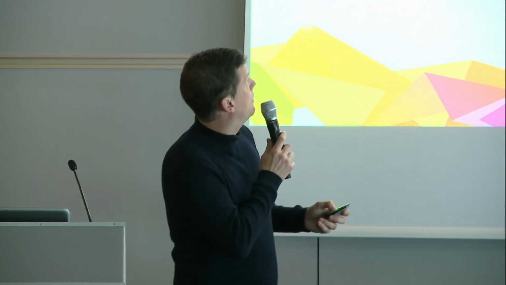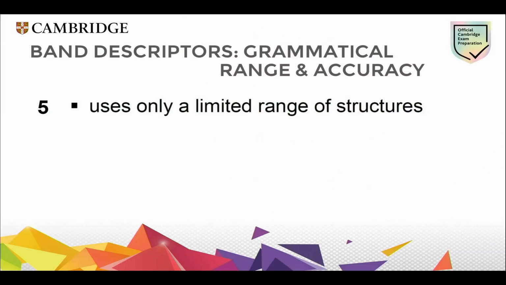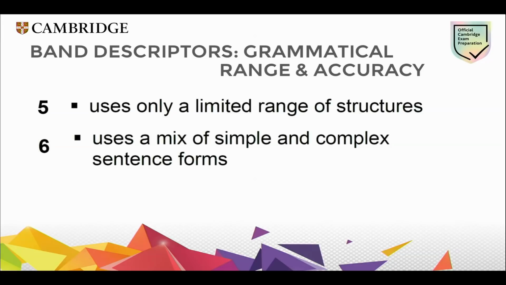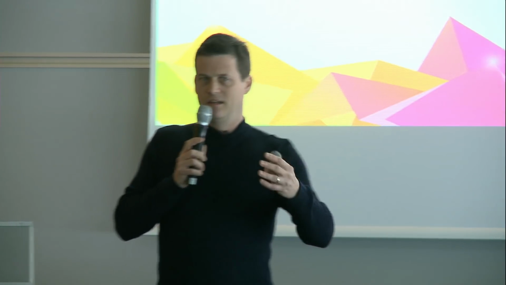Right, exactly. Let's have a look at those band descriptors again. To get to 5, is one of the things you need to do to get to 5. To get to 6, to get to 7. Look at the language that's used there. A limited range of structures is a 5. A mix of simple and complex is a 6. If you want to get a 7, you need a variety of complex structures. So it's exactly this. It's not just thinking about using one particular thing.